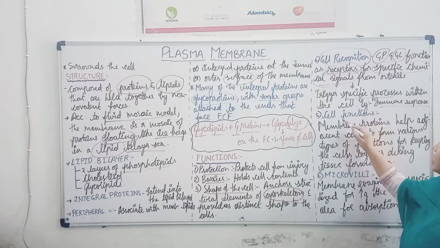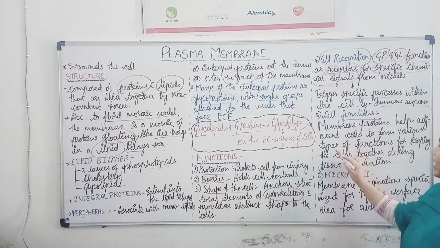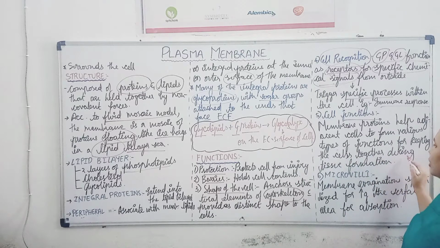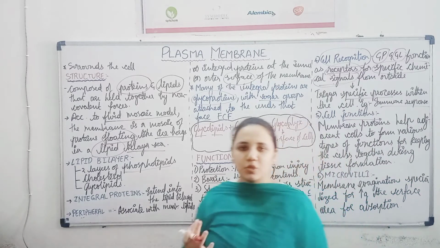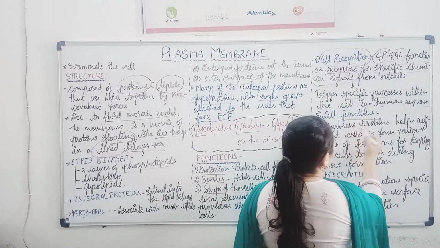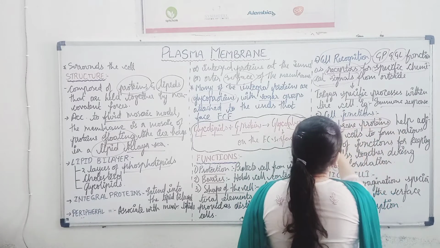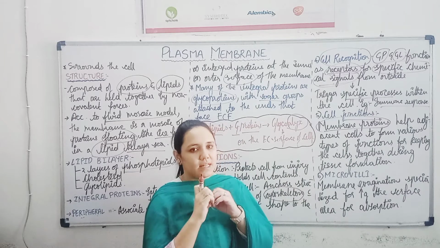Next is cell junctions. What does that mean? Membrane proteins help adjacent cells to form various types of junctions for keeping the cells together during tissue formation. We know that tissues are formed from cells, right? So the membrane proteins which are present are helpful in holding the adjacent cells together.